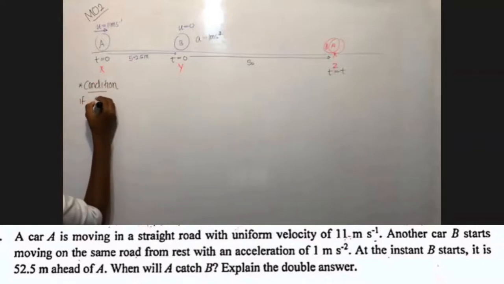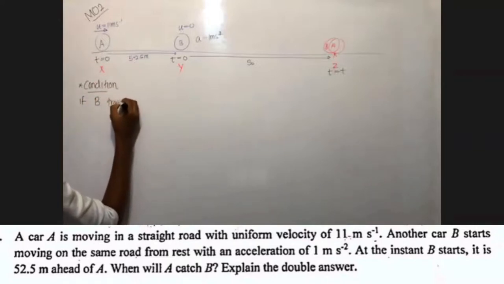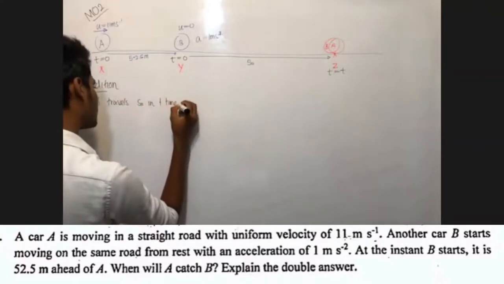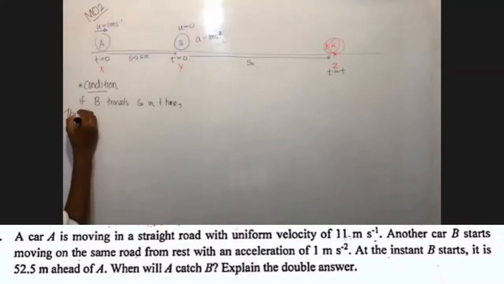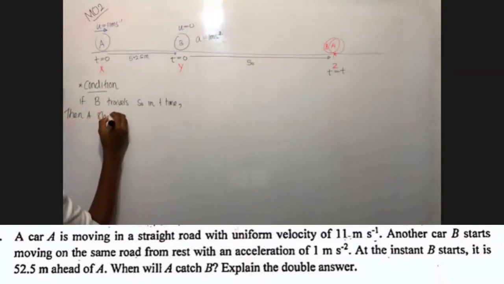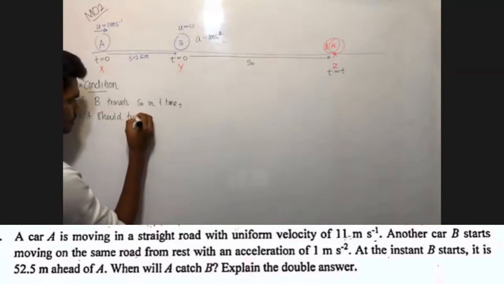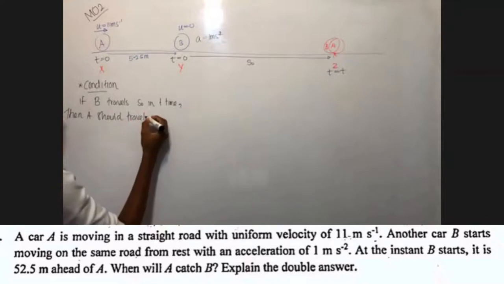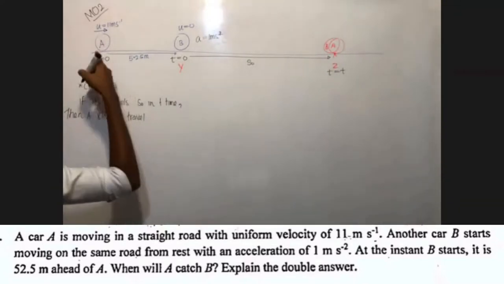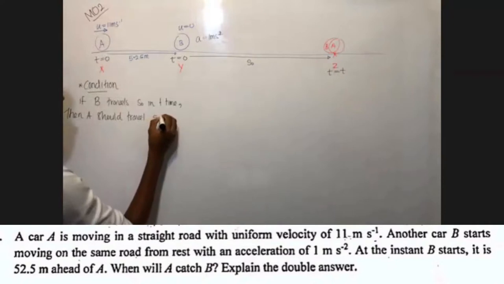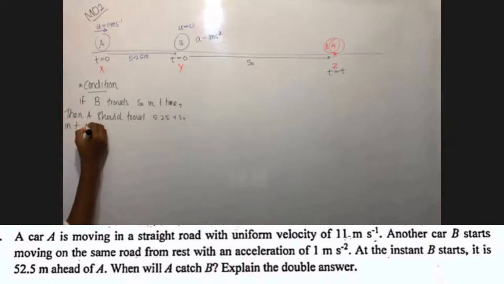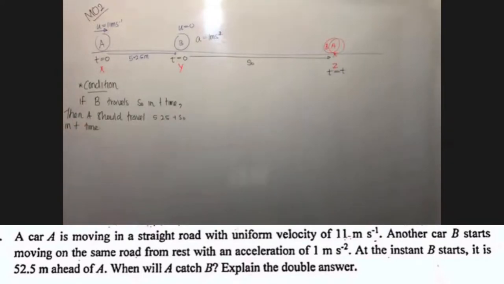If B travels S naught in T time, then A should travel how much distance? A should travel 5.25 plus S naught in T time, in simple T time, right?